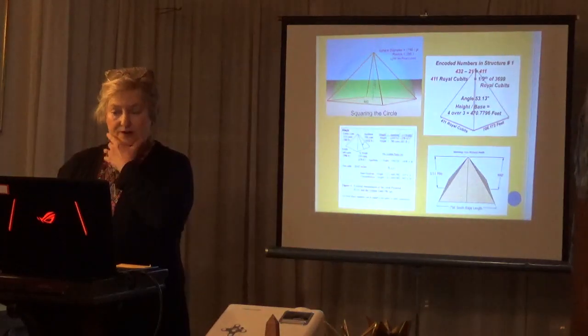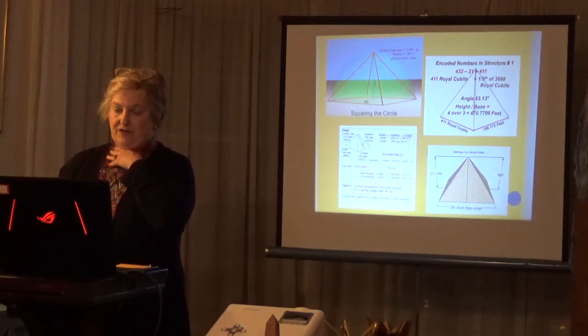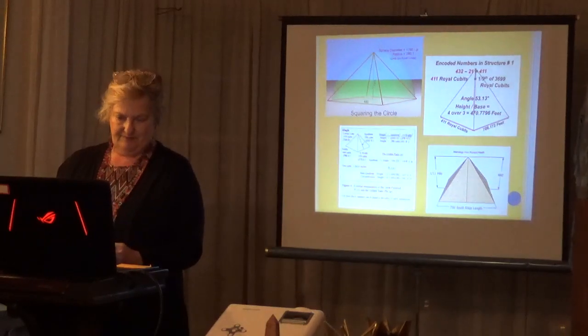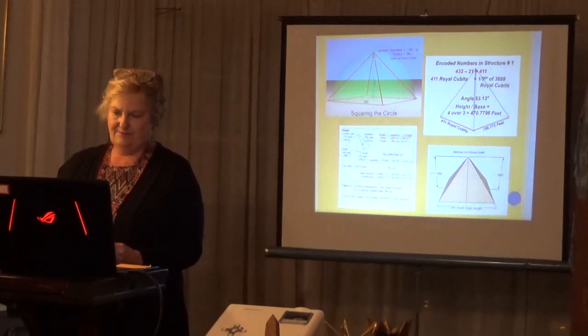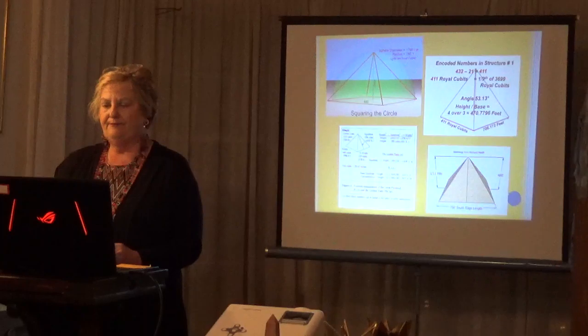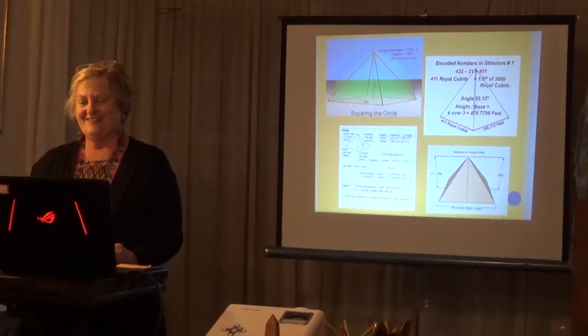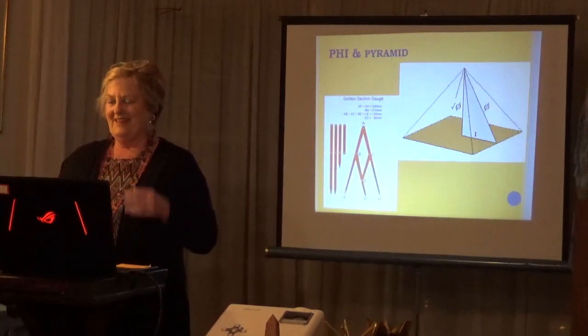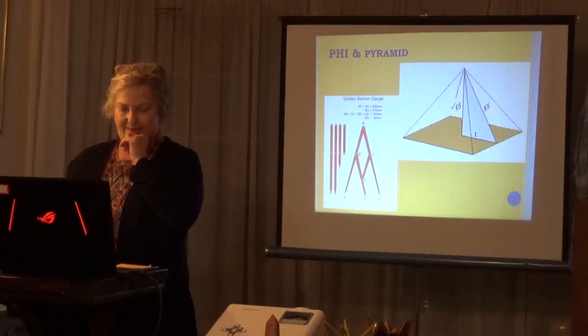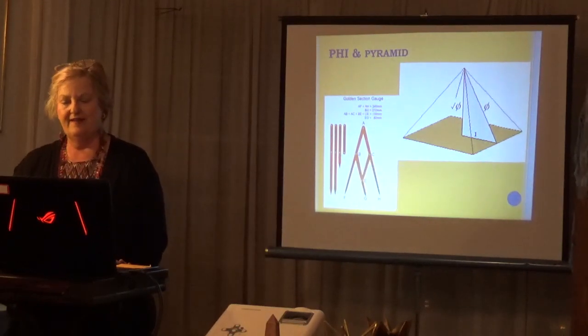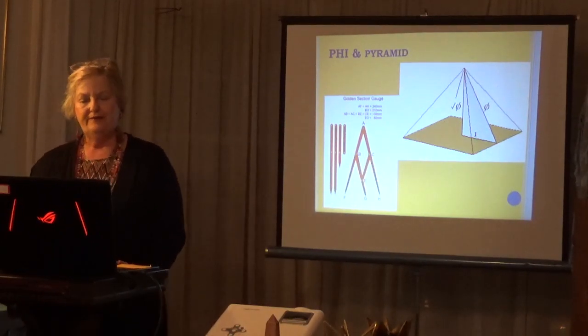Here's some more information about numbers encoded in the structure. So there's 432 again, and how that comes up with the royal cubit. I'm not going to belabor the deep math, and I'm not that great with it, but I have to think real hard. I know Stefan is. And here's another image showing both pi and phi in the Great Pyramid.